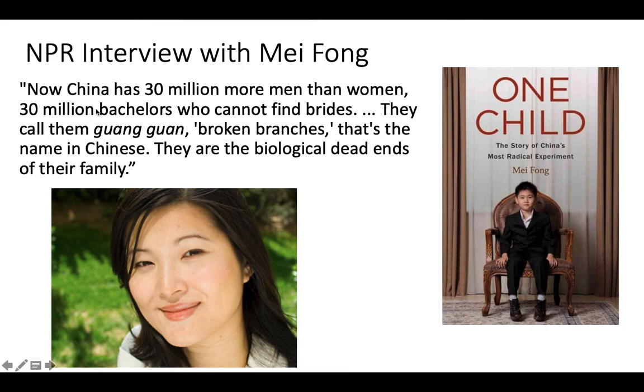She says, "Now China has 30 million more men than women, 30 million bachelors who cannot find brides. They call them guanguan." I'm probably pronouncing that incorrectly, so I apologize. But that translates to broken branches. That's the name in Chinese. "They are biological dead ends of their family," which is just a terribly sad thought to think about.